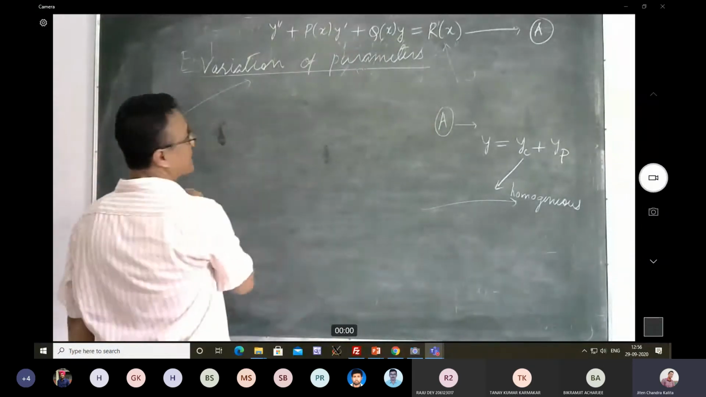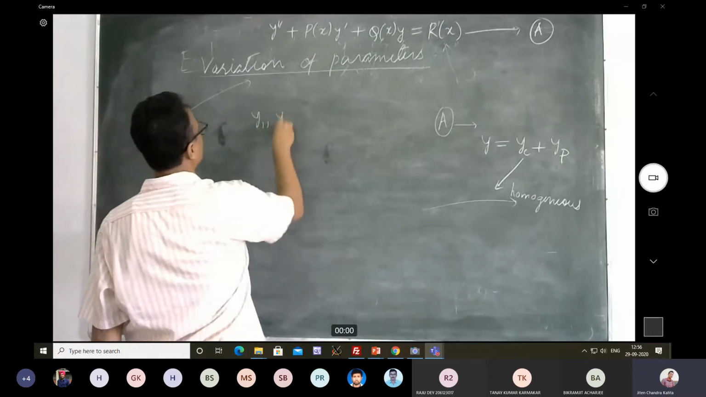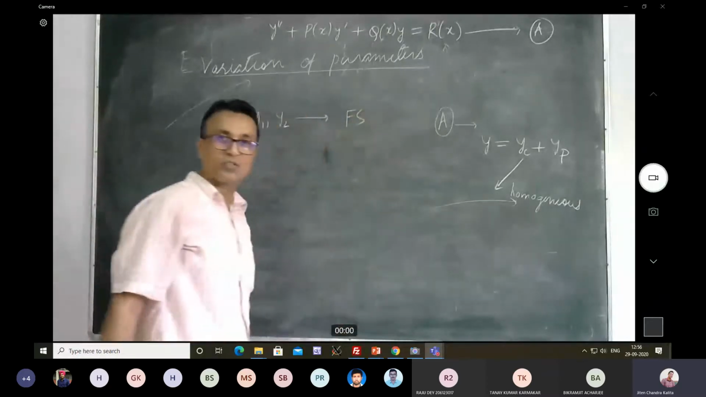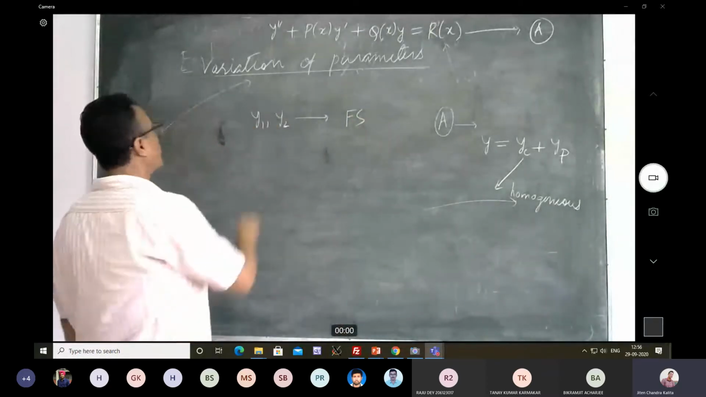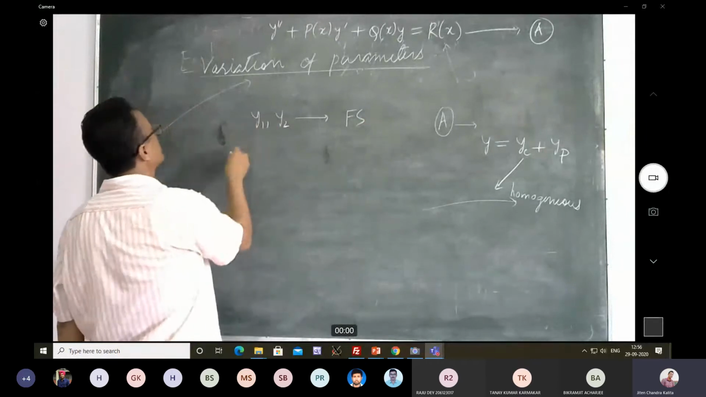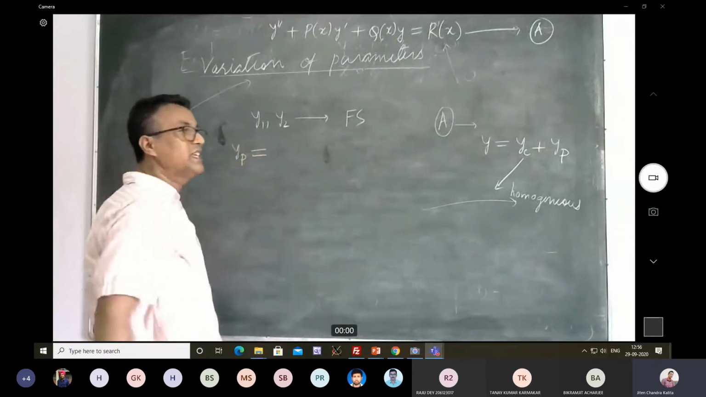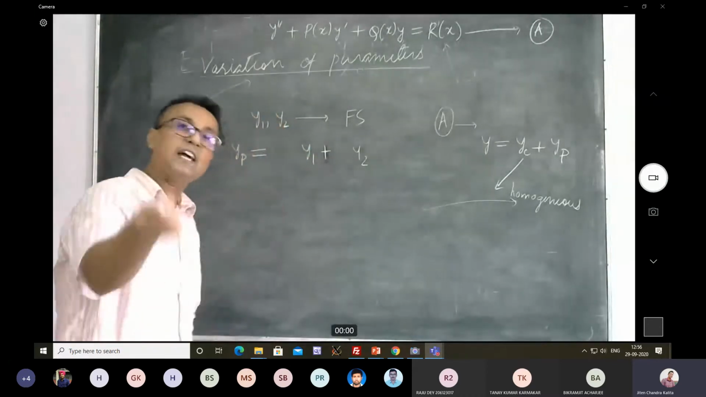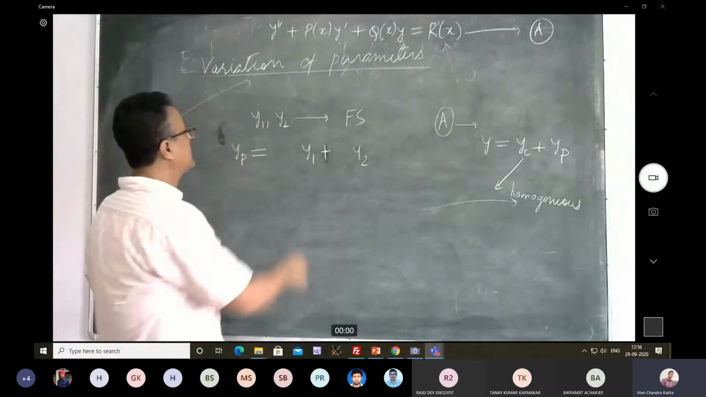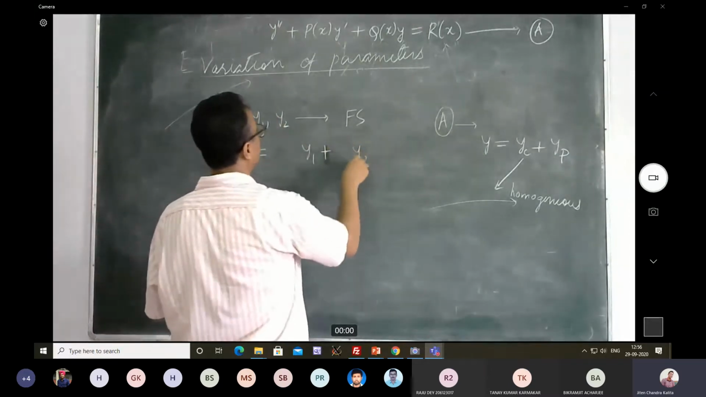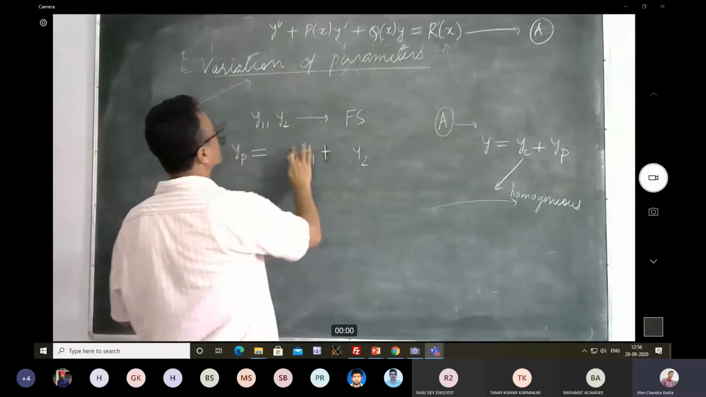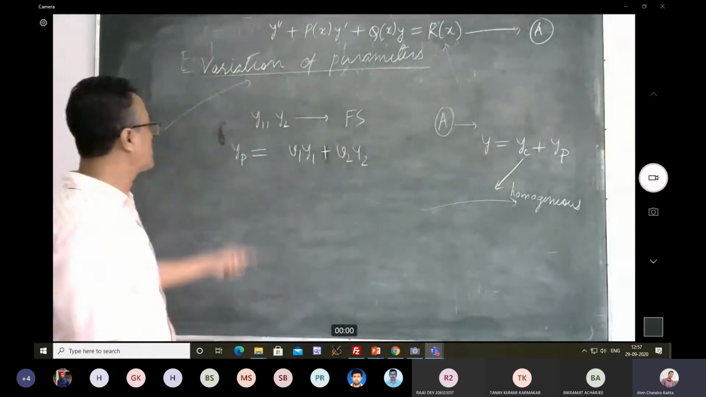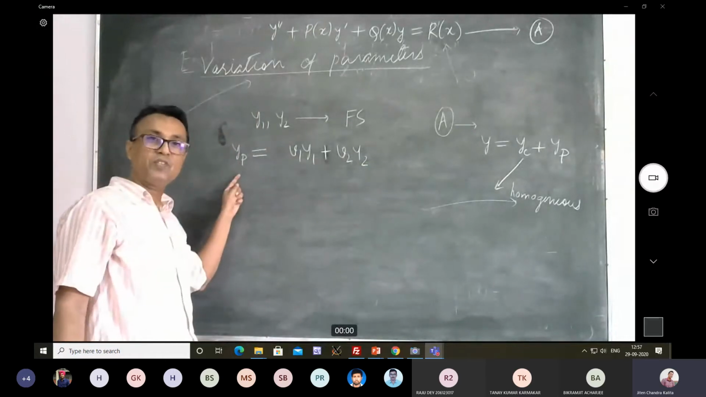Suppose your y1 and y2 constitute a fundamental set of the homogeneous counterpart. Then, as before, we will think of yp as a linear combination of y1 and y2, but instead of using constants λ1 and λ2, we are going to use some functions v1 and v2 of x in order to get the particular integral. Is it okay? Fine.